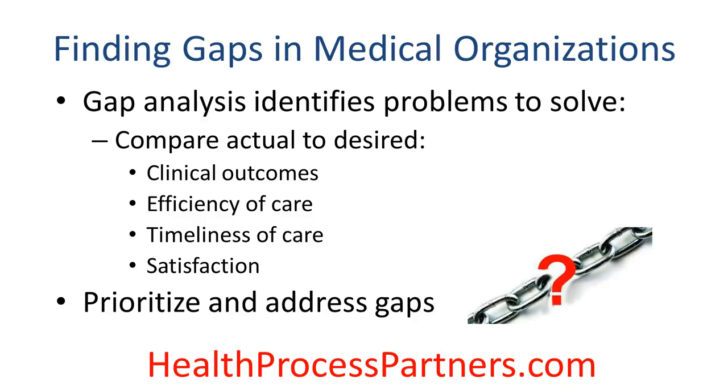In gap analysis, what we're doing is comparing actual performance to desired performance in things like clinical outcomes, efficiency of care, timeliness of care, and satisfaction of patients, caregivers, clinicians, and others. Once we've identified the gaps, we prioritize them and then address and resolve them. We're looking for missing links in the organization.